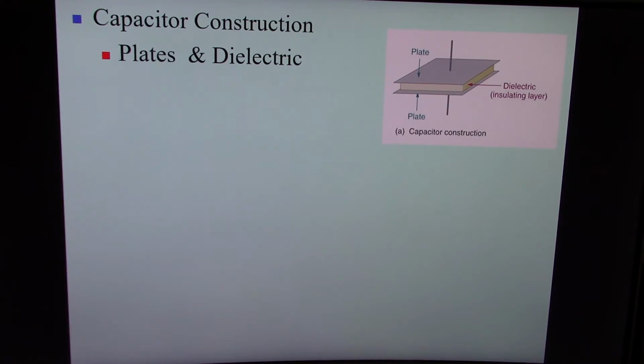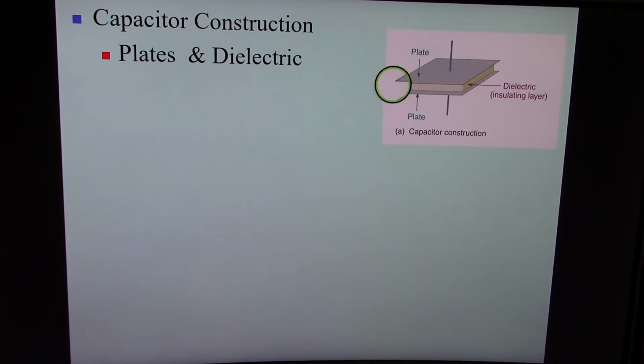So the construction of a capacitor is using these two plates. You see this plate up here and this plate down here. So those are two metal plates, and then there's a layer in the middle that's called a dielectric material. Dielectric, if you just look at the word itself, it kills electricity, per se. Essentially, it's an insulating layer that separates these two plates.